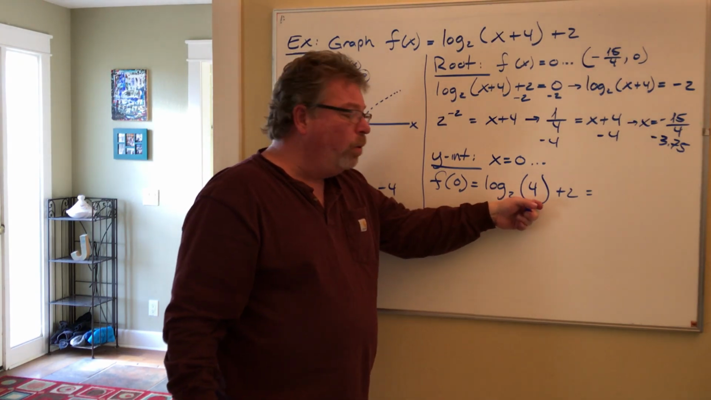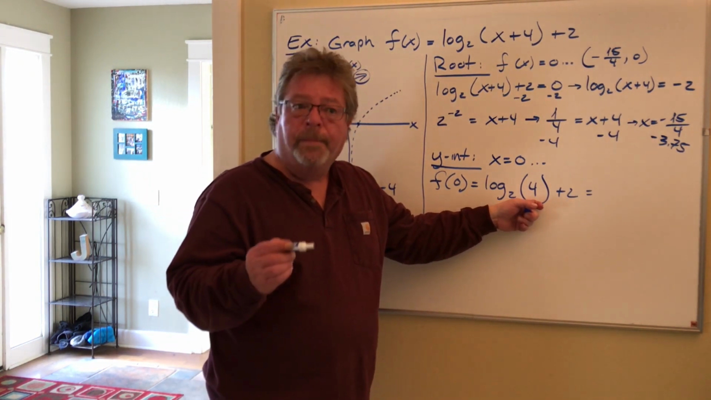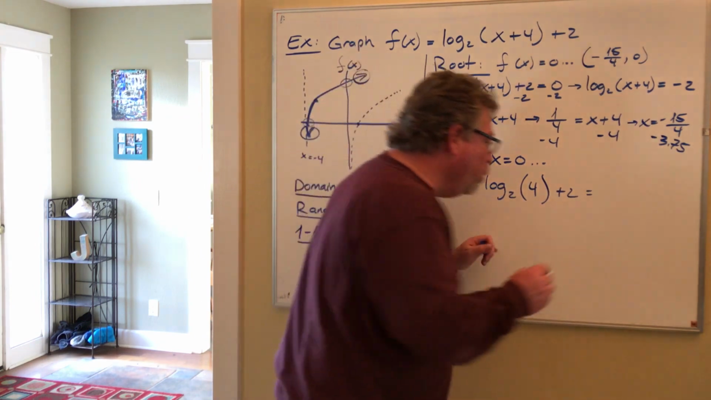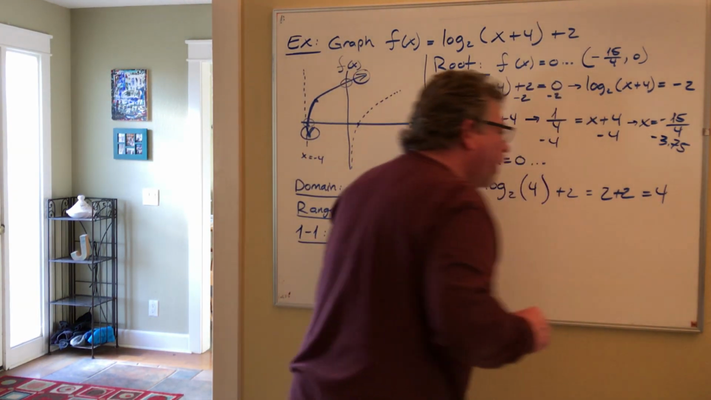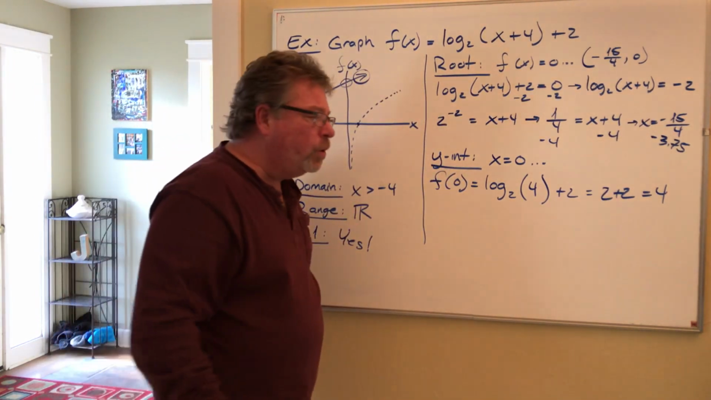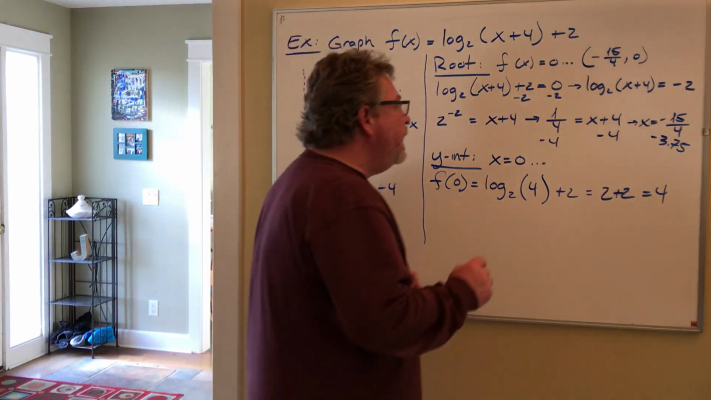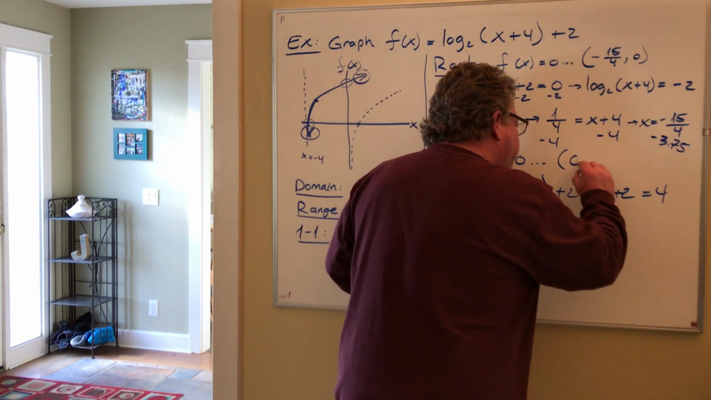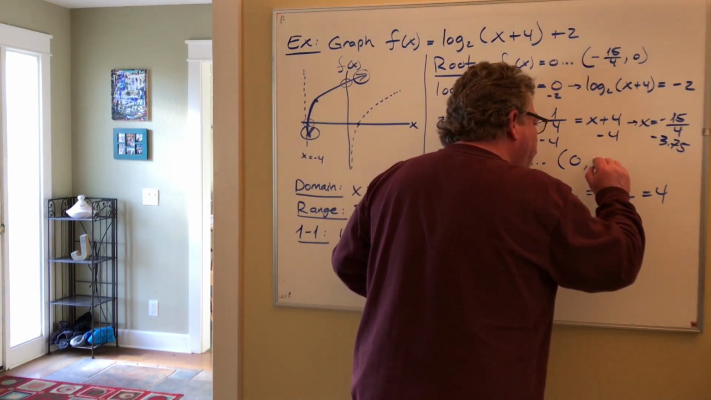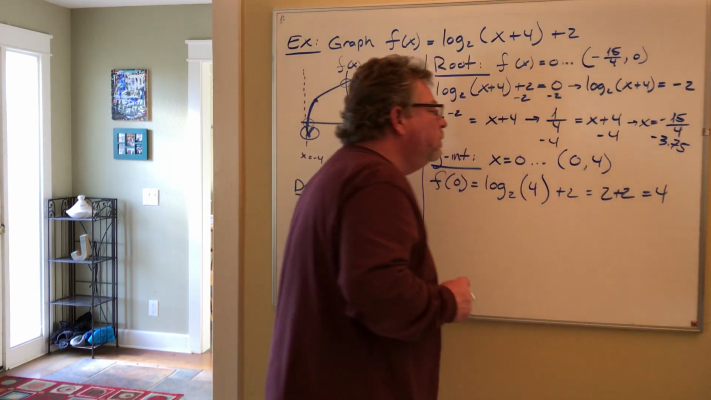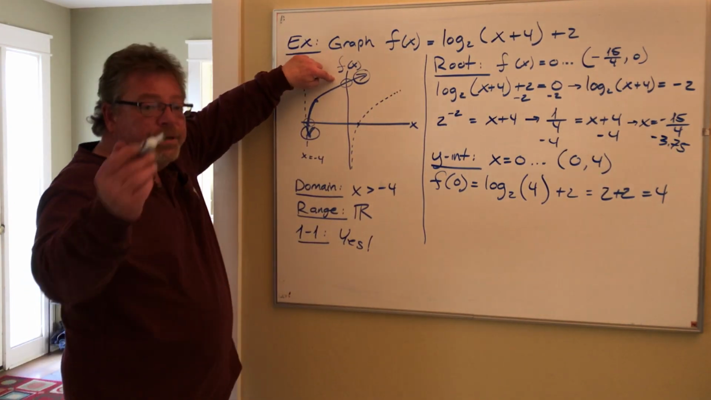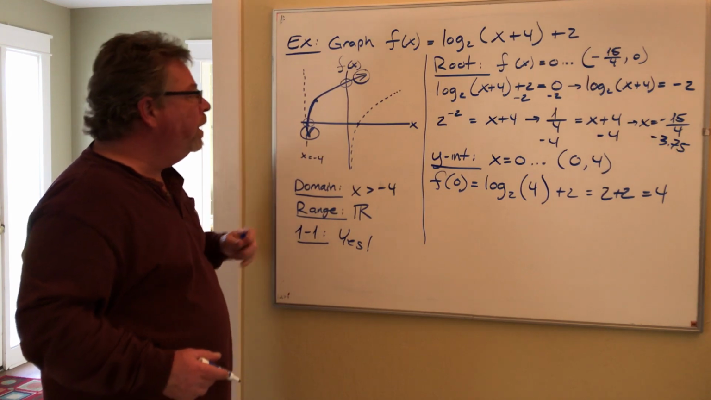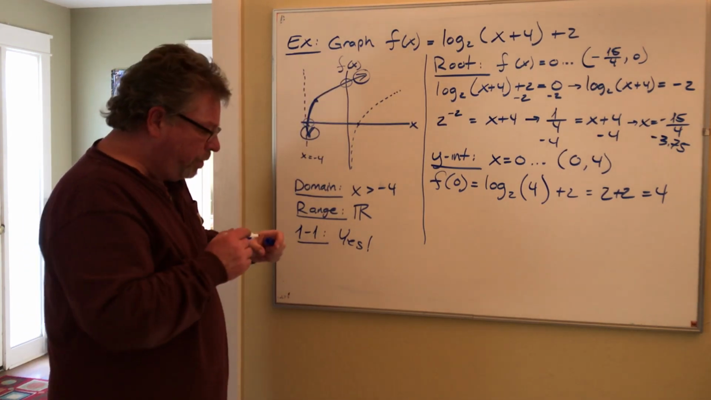Logarithm base 2 of 4 is the exponent that goes on 2 to get you 4. That's 2, plus 2 is equal to 4. As they taught you, 2 plus 2 equals 4. So that says that our y-intercept is at (0, 4), which again looks reasonable based on my crappy drawing here of this function.